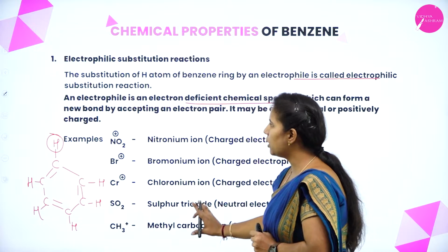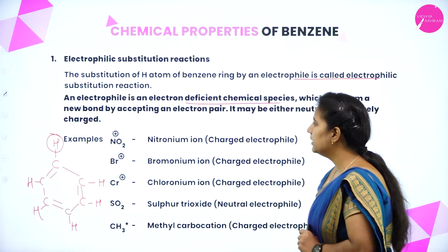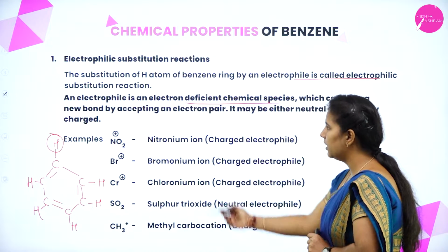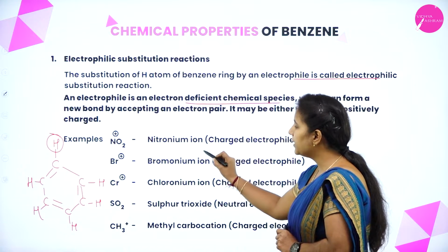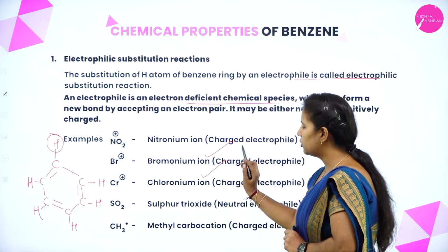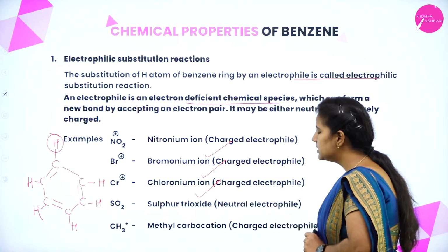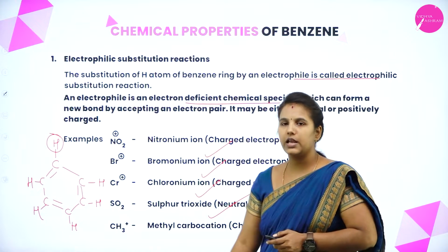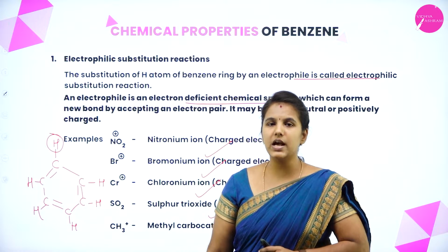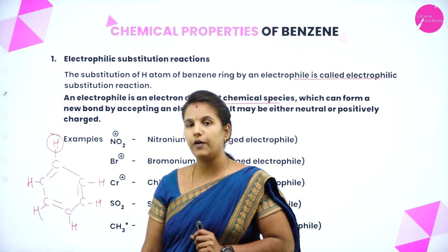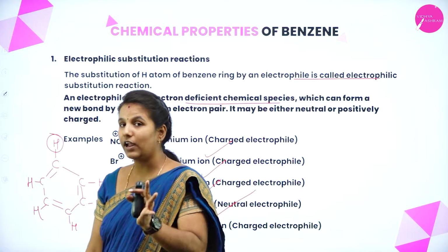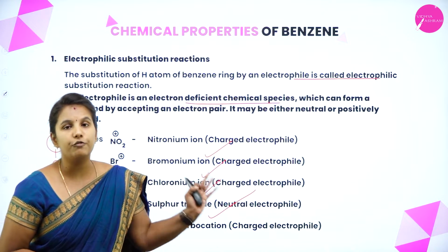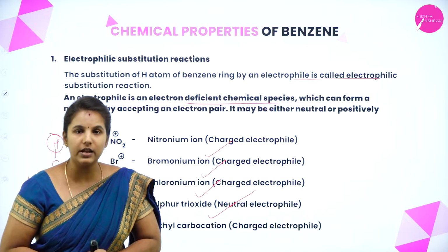Here I have mentioned some of the electrophiles: NO2, Br, Cr, SO2 and CH3. NO2 is a nitronium ion, Br is a bromium ion, Cr is a chromium ion, SO2 is sulfur trioxide, and CH3 is a methyl carbocation, CH3+. These are some examples of electrophiles, which are electron-deficient species that attack the benzene ring and give an electrophilic substitution reaction.